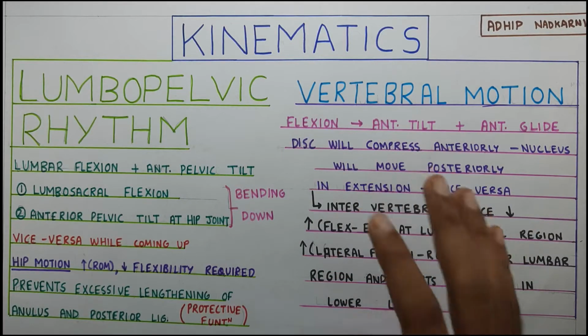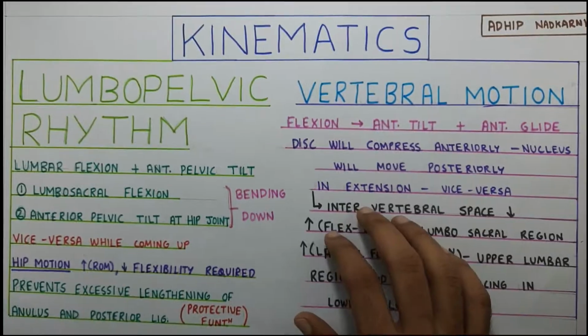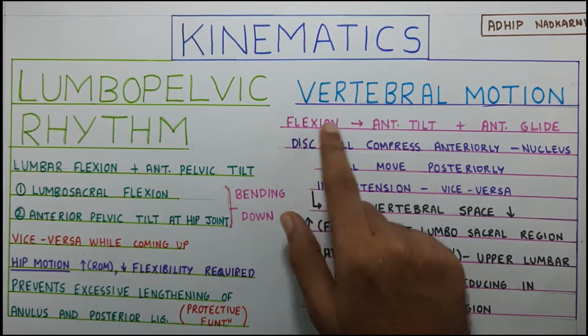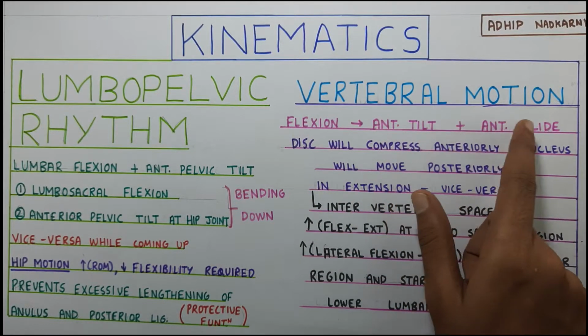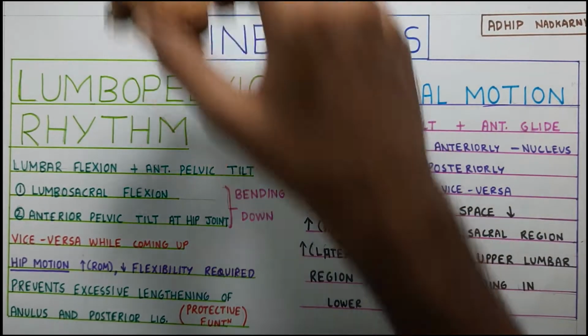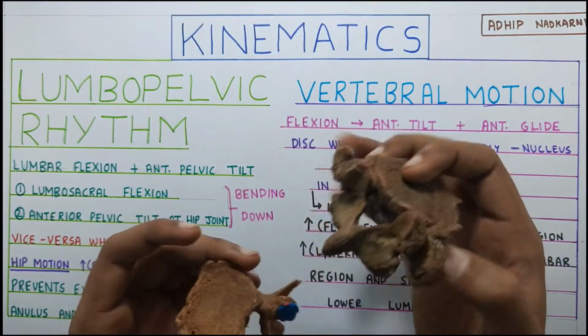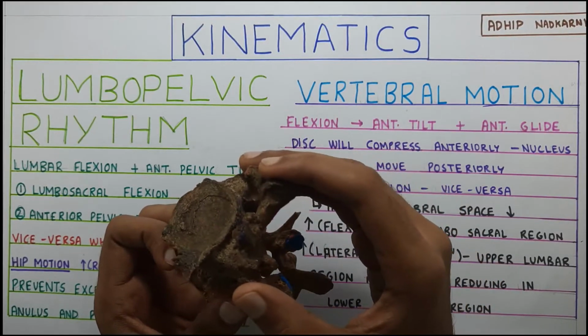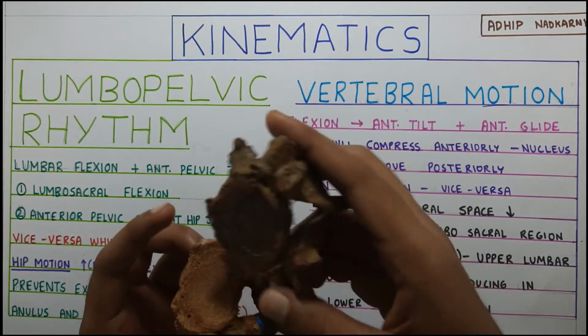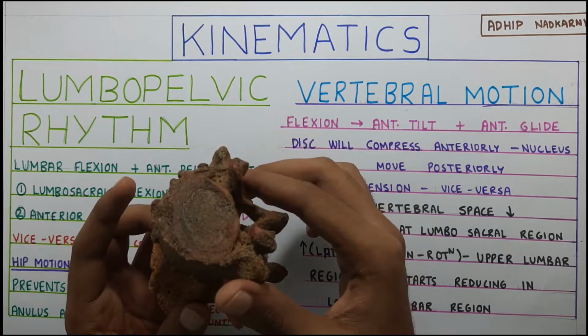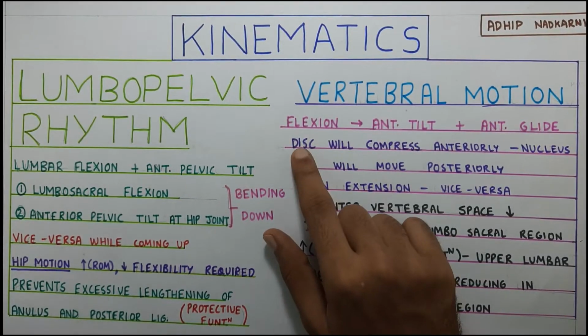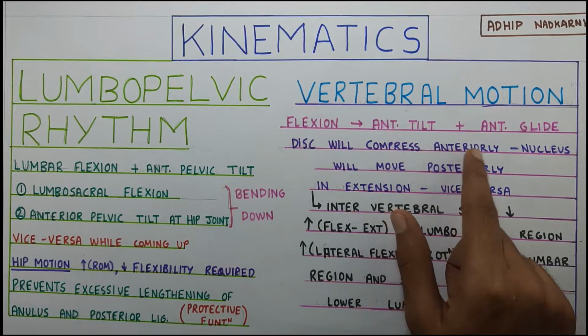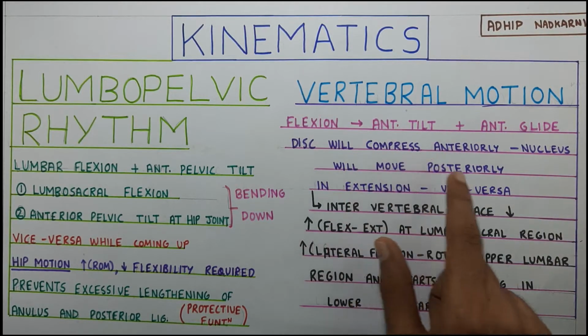Now let us move on to the vertebral motion in the lumbar region. In the lumbar region, there is flexion, which involves anterior tilt and anterior glide of the lumbar vertebra. So I have two vertebrae over here, and flexion will involve anterior tilt and anterior glide, and then extension will involve posterior tilt and posterior glide. Now the disc will compress anteriorly and the nucleus will move posteriorly.